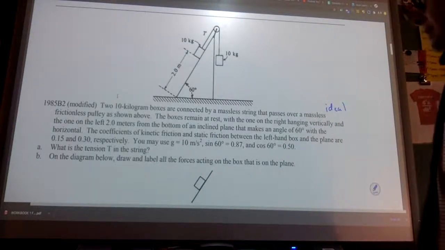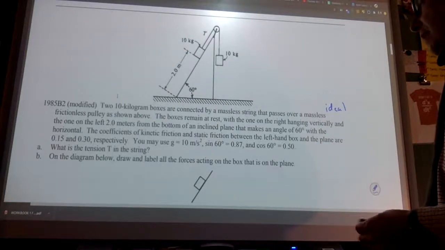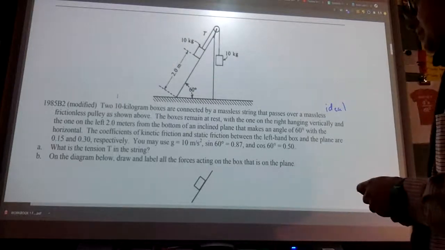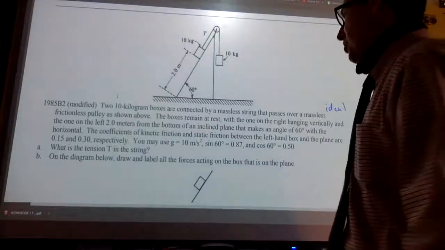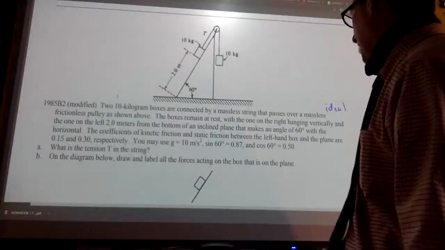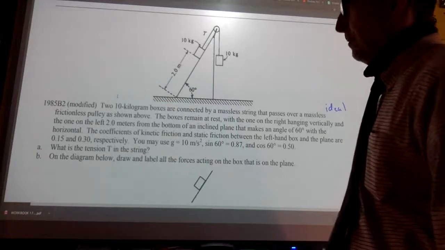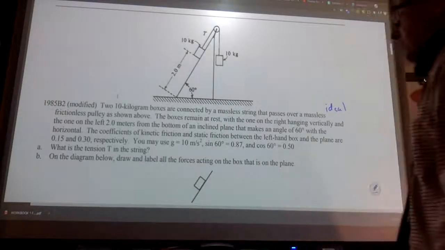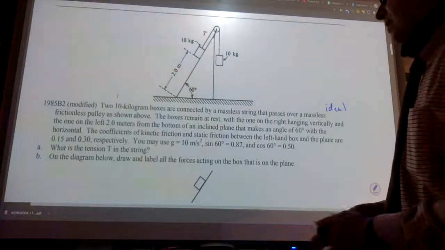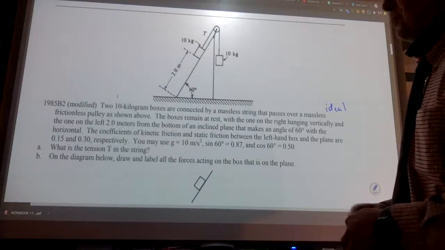The boxes remain at rest with the one on the right hanging vertically and the one on the left 2 meters from the bottom of an inclined plane that makes an angle of 60 degrees to horizontal. The coefficients of kinetic friction and static friction between the left-hand box and the plane are 0.15 and 0.3 respectively. You may use g equals 10 meters per second squared. What is the tension in the string?